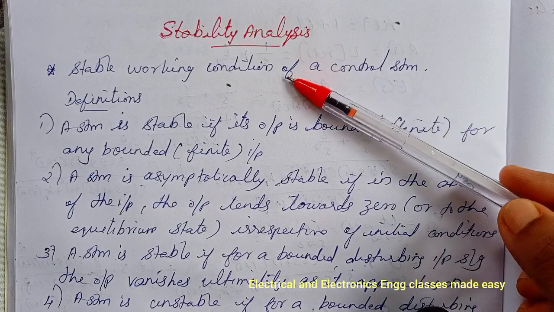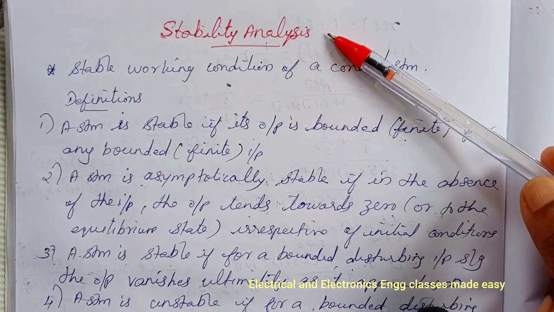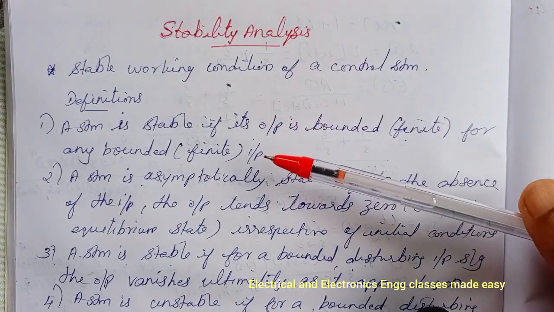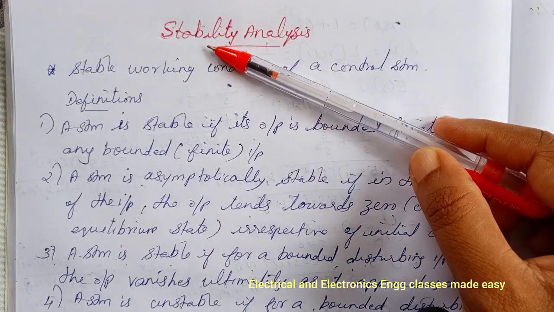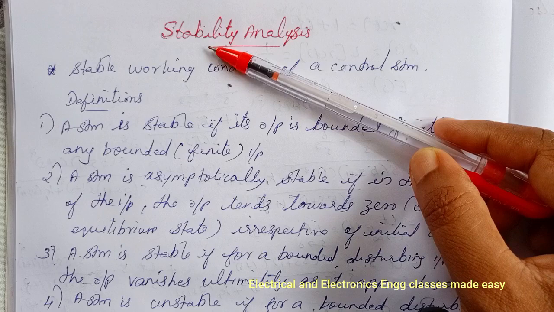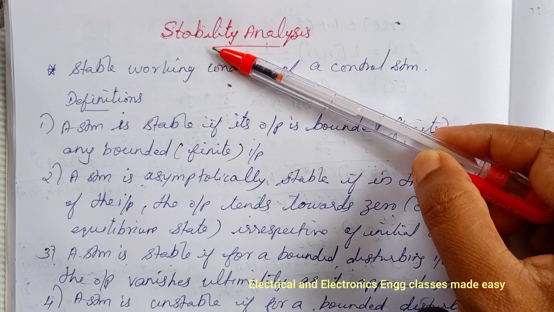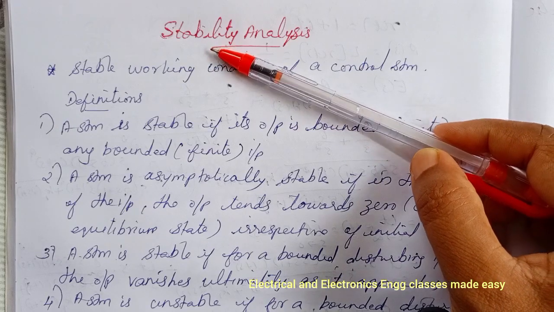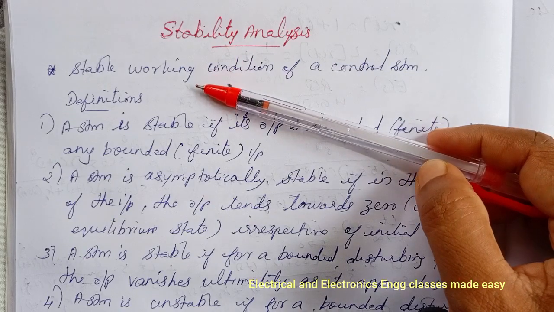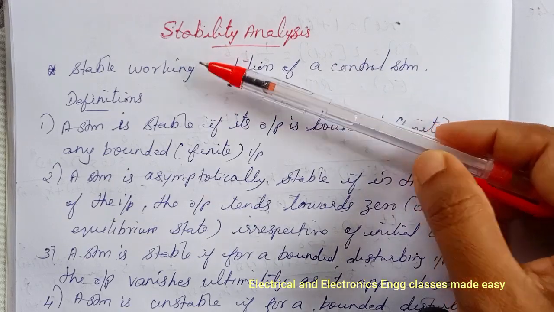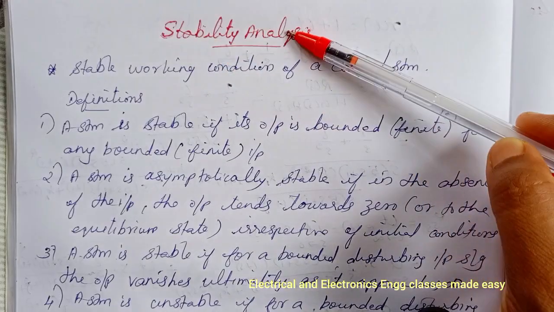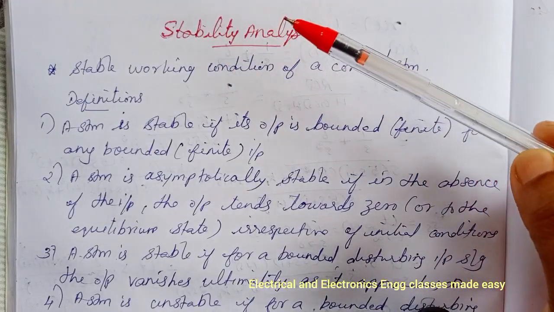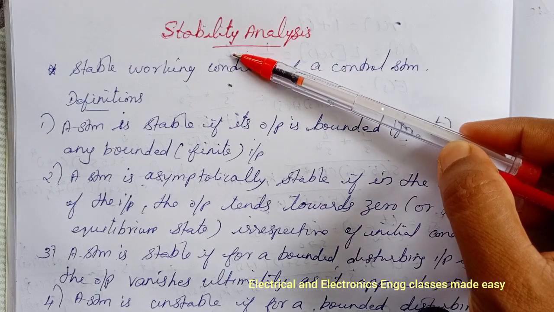Today's class is about the stability analysis in control systems. So, the term stability refers to the stable working condition of a control system. And every working system is designed to be stable. In a stable system, the response or output is predictable, finite, and stable for a given input.